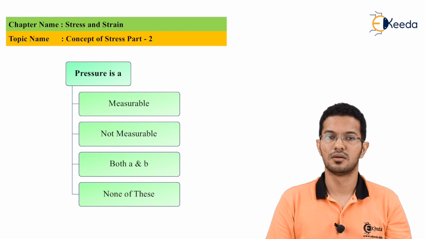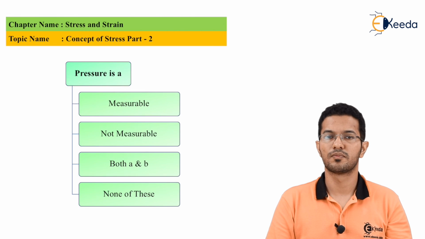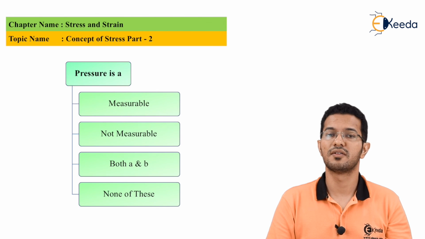Pressure is A, measurable quantity, B, not measurable, C, which is both A and B, or D, none of the above. We know from the definitions that pressure is a measurable quantity. We also might have seen this in the distinguishing between stress and pressure. So please keep this point in your mind that pressure is always measurable.